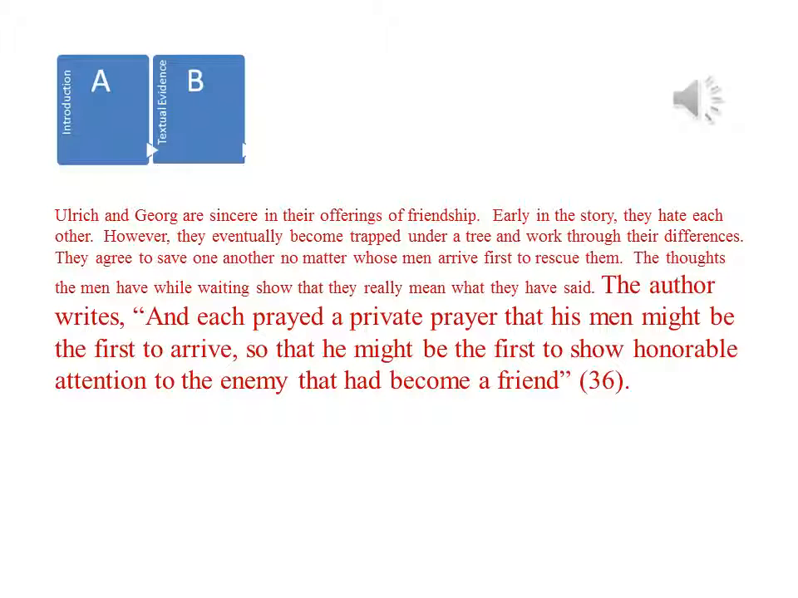I now have Part A and B assembled. My signal phrase says, the author writes. That's pretty easy. Then I have my textual evidence, "and each prayed a private prayer that his men might be the first to arrive, so that he might be the first to show honorable attention to the enemy that had become a friend." Then I have my quotation mark, the parenthetical reference, 36 for page 36, and then the period comes after. Simple.